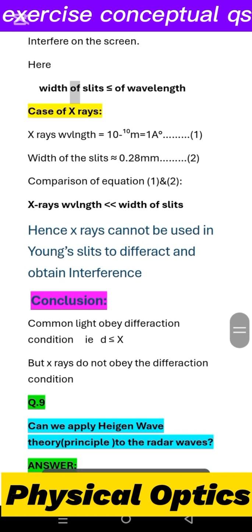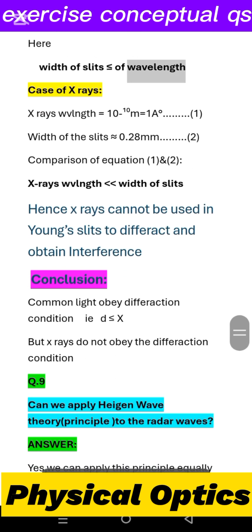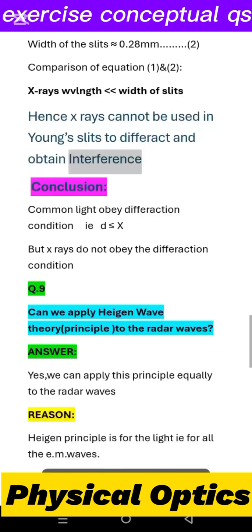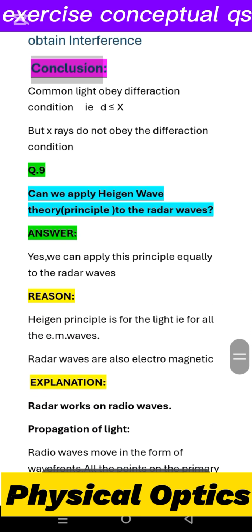Here, the width of the slits is less than or equal to the wavelength. Case of X-rays: X-ray wavelength is 10^-10 m = 1 Å, equation 1. Width of the slits is almost equal to 0.28 mm, equation 2. Comparison of equations 1 and 2: X-ray wavelength is much smaller than the width of the slits. Hence, X-rays cannot be used in Young's slits to diffract and obtain interference. Conclusion: common light obeys the diffraction condition, i.e. d ≤ λ, but X-rays do not obey the diffraction condition.